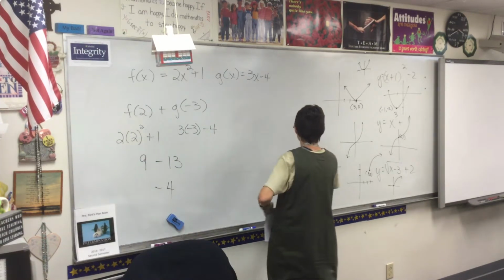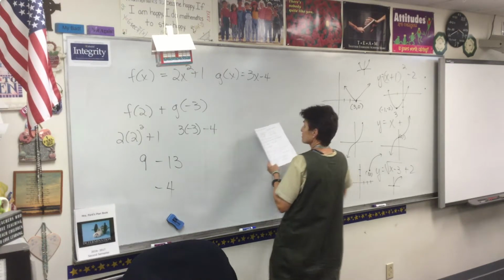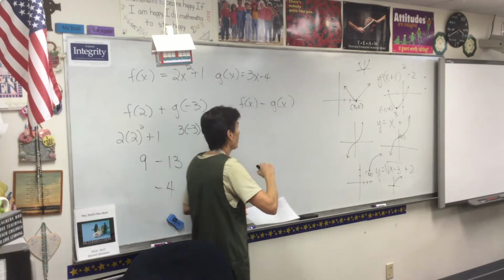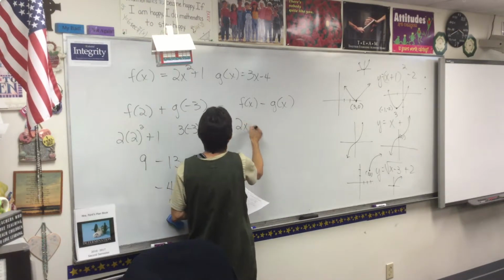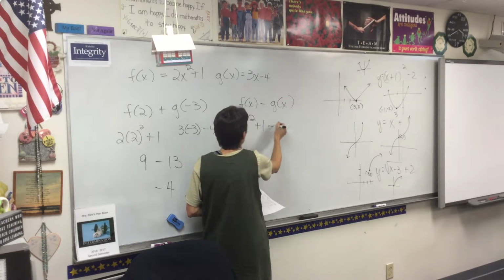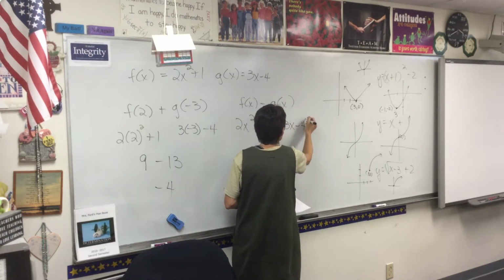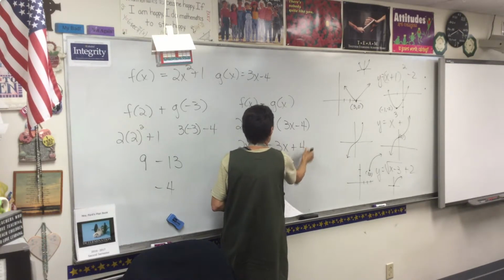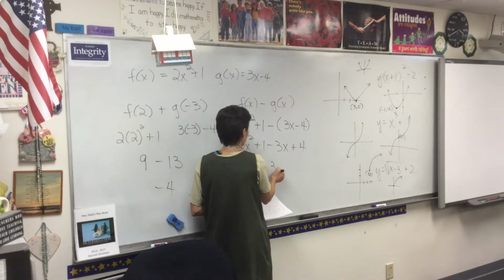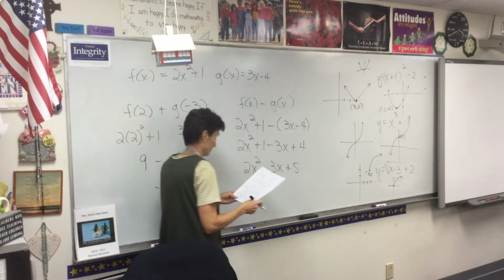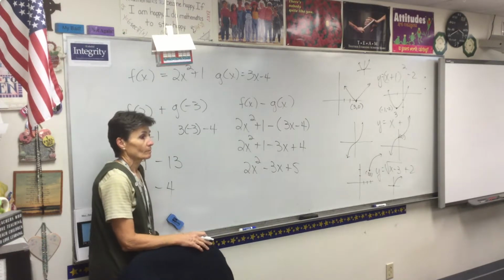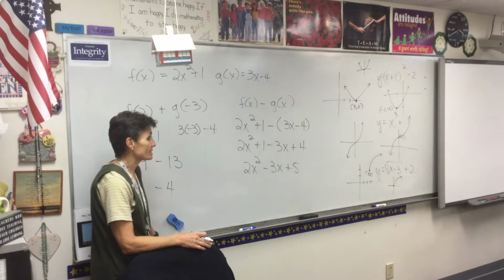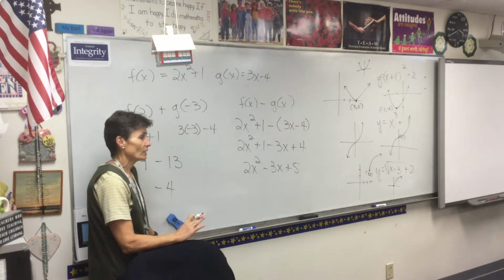Same two functions, f and g. Now we're just going to subtract them. F of x minus g of x. Oh, please don't make this hard. Just watch out for your distributive property. Did you get 2x squared minus 3x plus 5? And that's it. That's the answer. Don't do anything to it. It's not an equation. You're done.